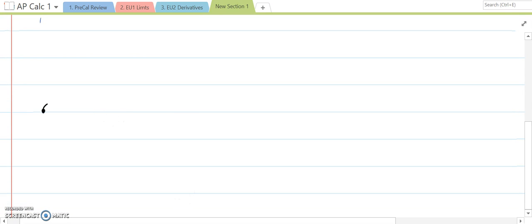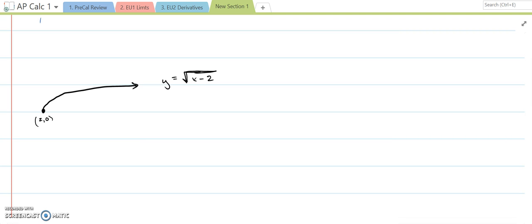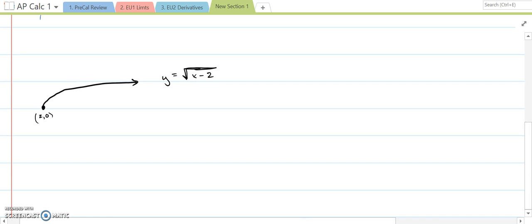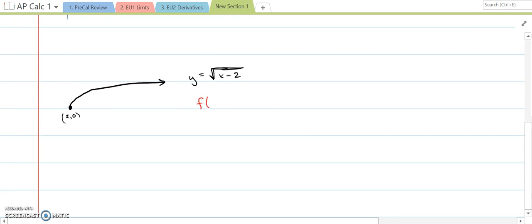The example I want to give you is a basic square root function. Y equals square root of x minus 2. So what do you know about this? You know that this is 2 comma 0. It doesn't extend in the other direction. A whole lot of information. But the number that I want to ask you about using an actual linear approximation is, I want to know what you would get for f of 27.1.